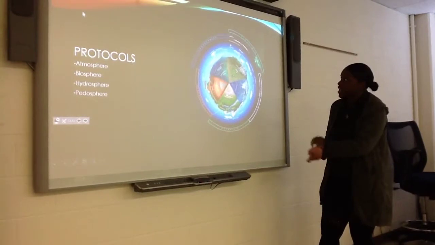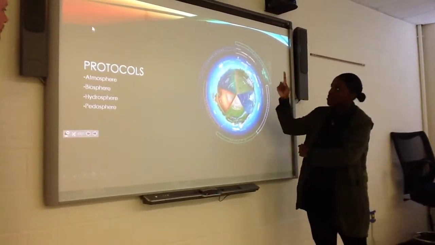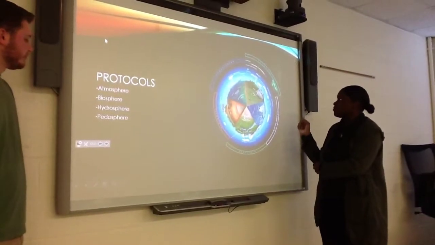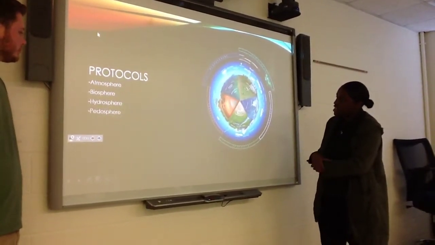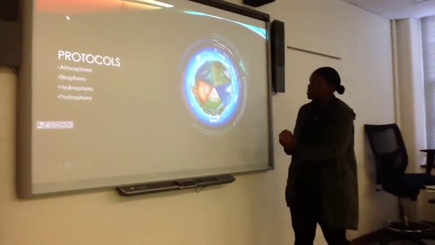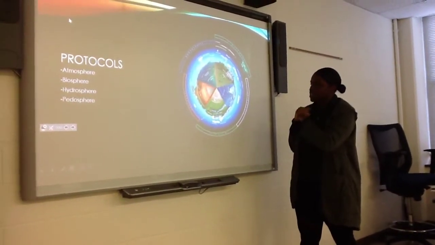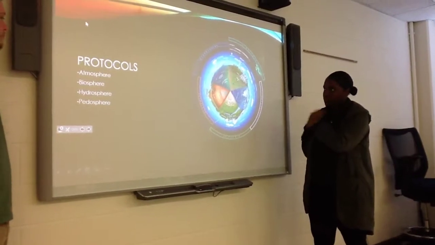The protocols are usually the atmosphere, the biosphere, the hydrosphere, and the pedosphere. It's basically the makeup of our Earth and them looking into our Earth from different directions. This picture shows them looking at different parts of the Earth. This is what they're looking at.